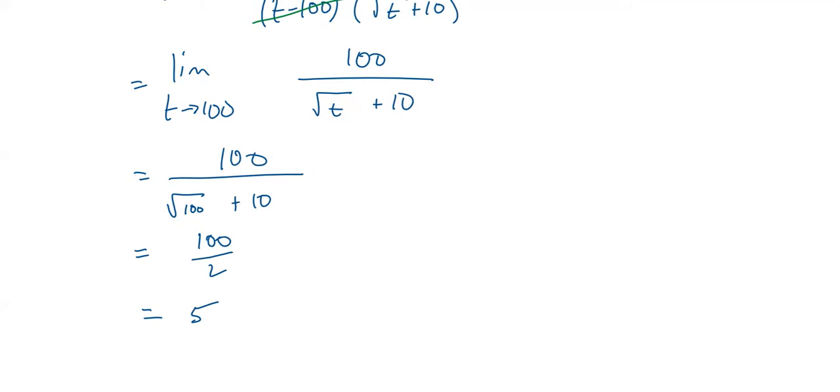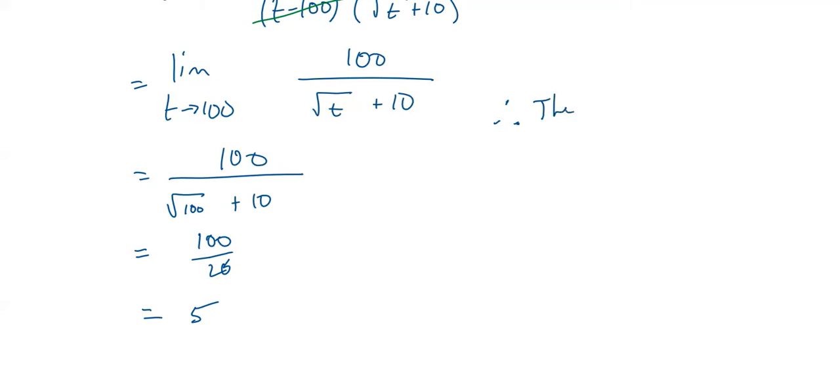Yeah, in the 100th year, the value increased by $5 per year. At that moment, the instantaneous rate of change is $5 per year. Which is 5. 100 over 2 would be 50. Yeah. Thank you.